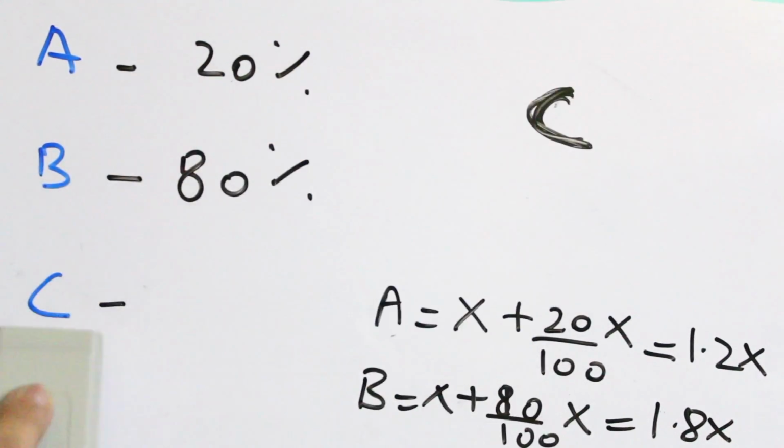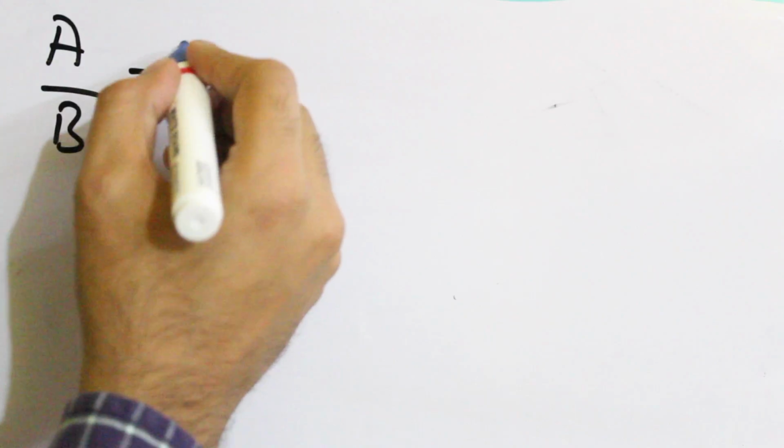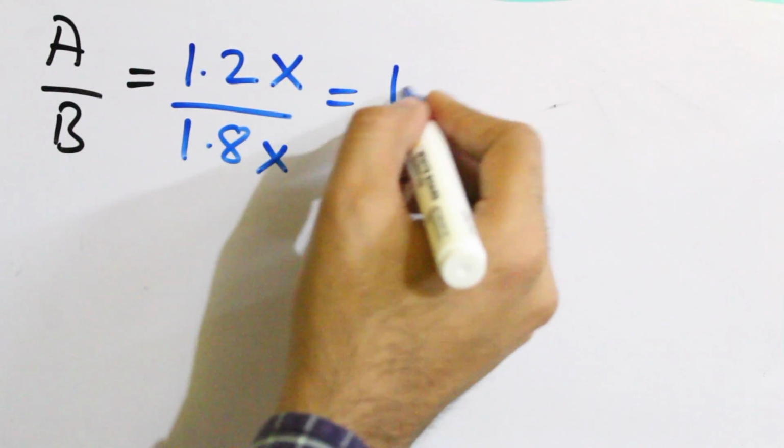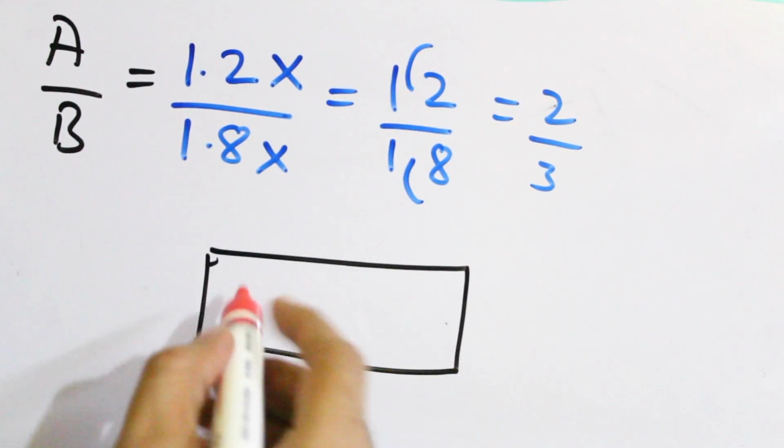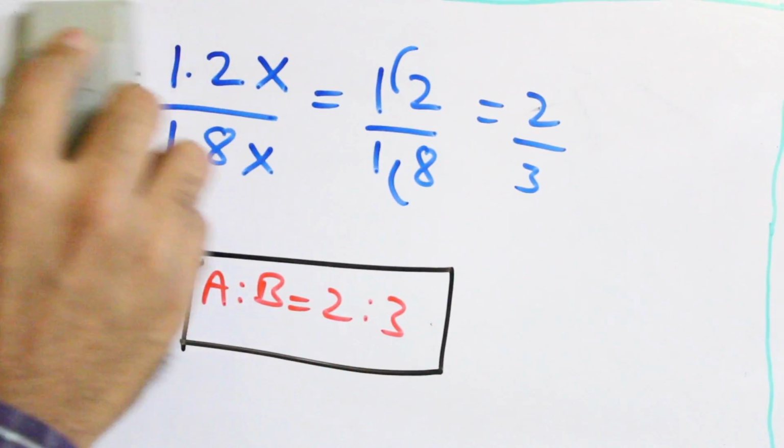Okay. And now, when we compare the ratio of A and B, what we get is 1.2x upon 1.8x, which is 12 upon 18, which is 2:3. So the final ratio will be 2:3.